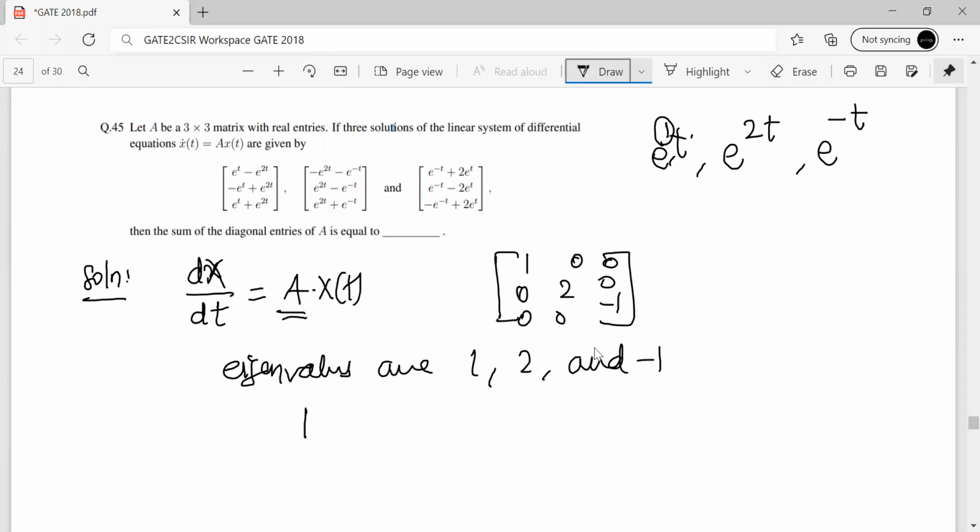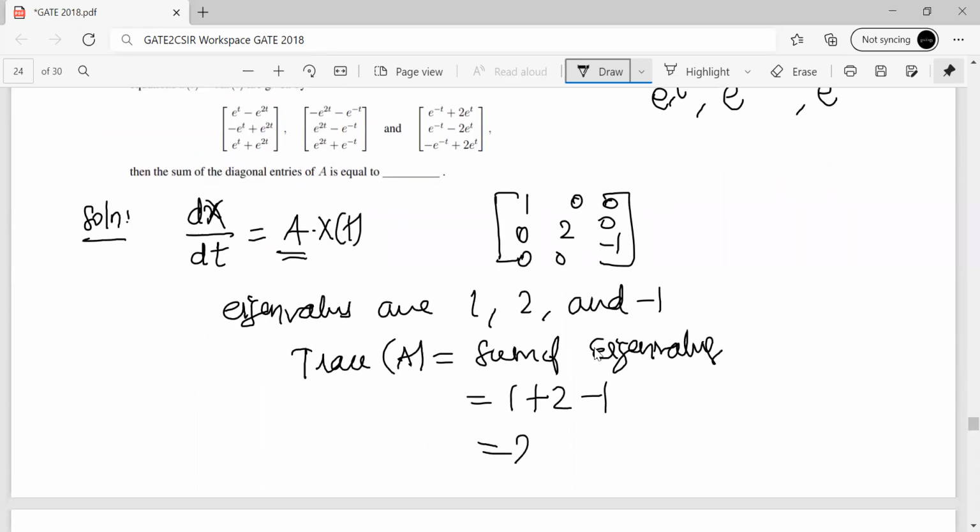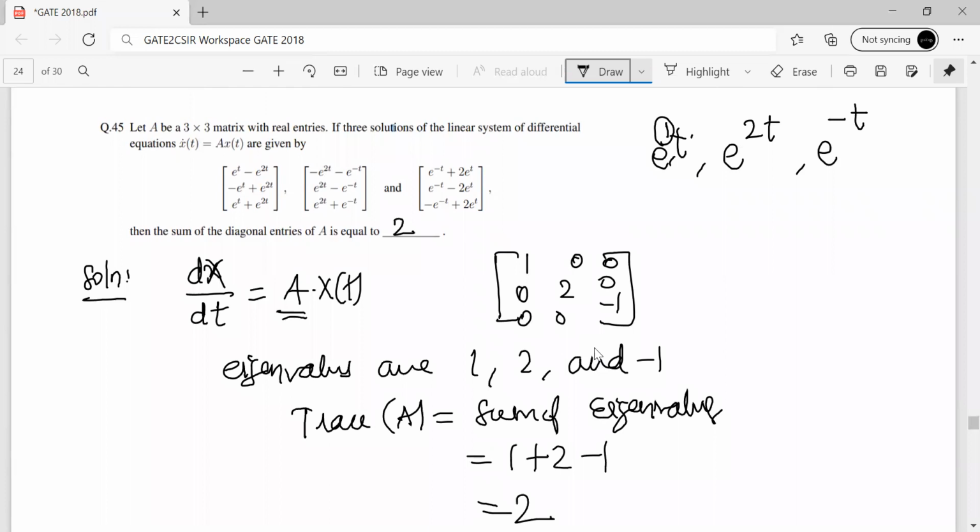What they want is the trace. The sum of diagonal entries is nothing but the trace, and the trace is nothing but the sum of the eigenvalues. So that will be 1 plus 2 minus 1, which is simply 2. You don't have to solve the entire problem even.